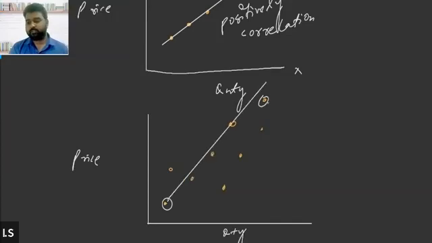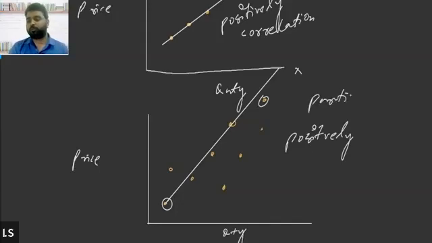So we can say that there is a positive correlation. By connecting these dots, the extreme and the initial dot, we can figure out that since the dots are going upward, there is a positive correlation. But since all the dots are not aligned in a single line, there is a partial positive correlation, not a perfect positive correlation. Getting my point?